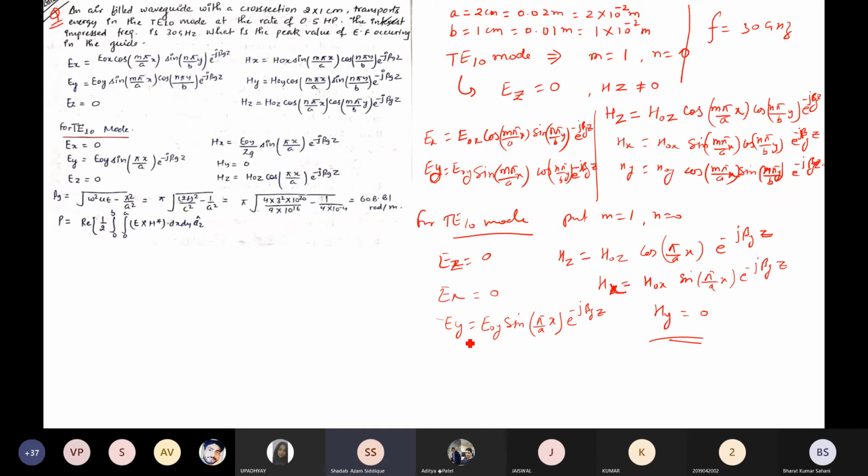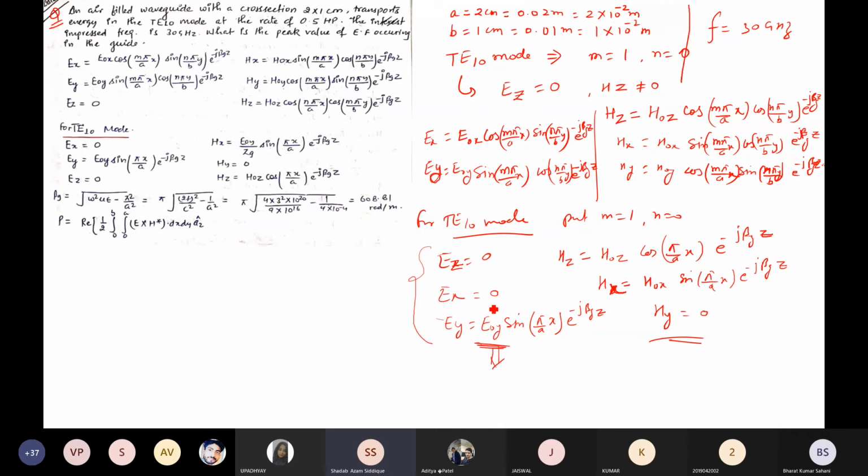So you are asked to find the peak of the electric field which is occurring in the guide. In the waveguide, the electric field in the z direction and the electric field in the x direction vanish and both become 0. So you will be able to find only the EY component. And EY component means we need to find out E naught Y only, the peak value of electric field occurring in the guide.